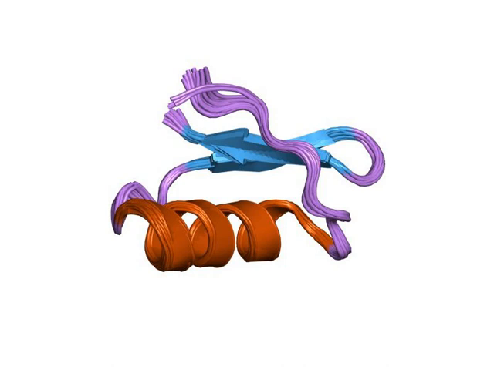BmTx3 is a neurotoxin, which is a component of the venom of the scorpion Buthus martensi Karsch. It blocks A-type potassium channels in the central nervous system and hERG channels in the heart.